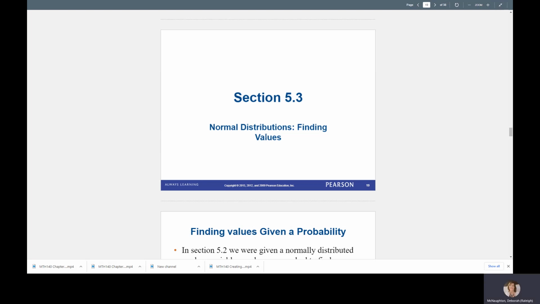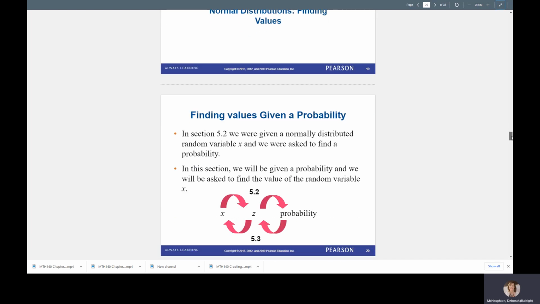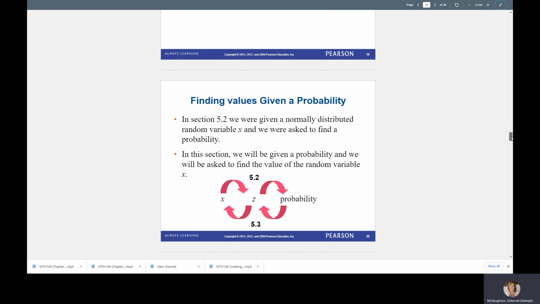Okay, section 5.3. When you finish this section, you'll be able to do numbers 7, 8, and 9 in your homework. This is normal distribution finding values. Now they're going to give us a probability and we're going to work backwards to find the value. Again, I'm going to show you two ways to do this.